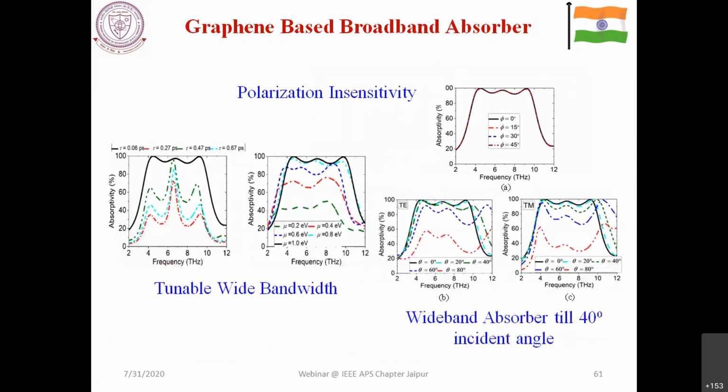What we have shown is that the structure is polarization insensitive in nature due to its core symmetry, and it is also angularly stable. We have also shown that with the change of the film quality of graphene, as well as with the change of the applied potential, the absorption response changes. So this is one of the salient features of our structure.